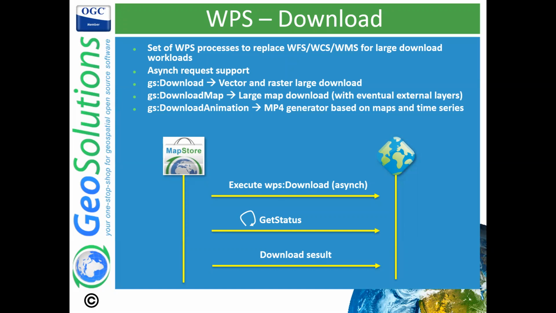The download animation process adds on top of the download map abilities a link to a time series. So you can provide a list of times, and the download animation process will generate an animation, an MP4 for you, scanning through all the times and generating this animation, which you can then download. Of course, it might take quite some time, so it's useful to do it on an asynchronous request.